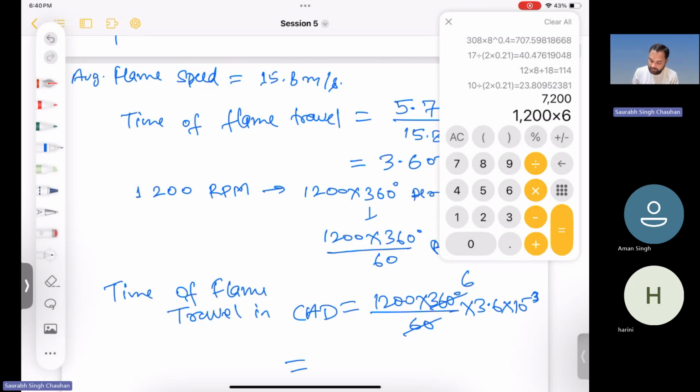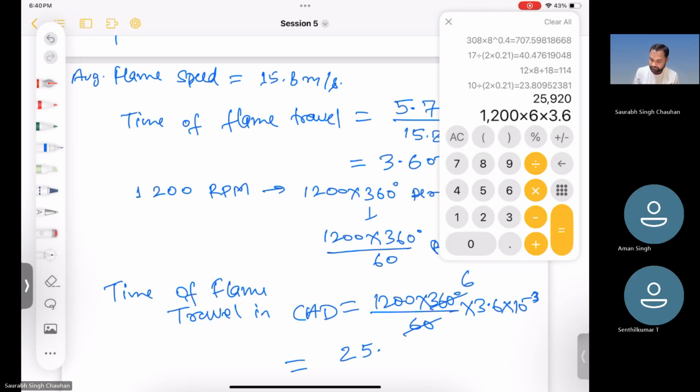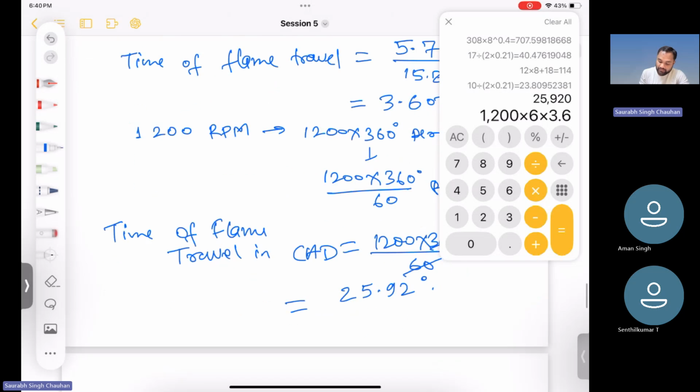So this will be 1200 times 6 times 3.6, right? So 25.92 degrees, right? So this is the time of flame travel in CAD.